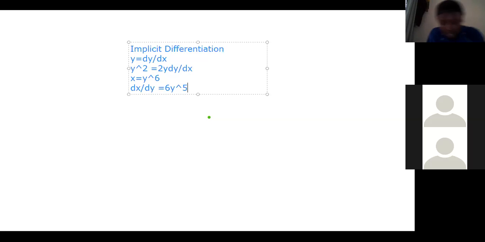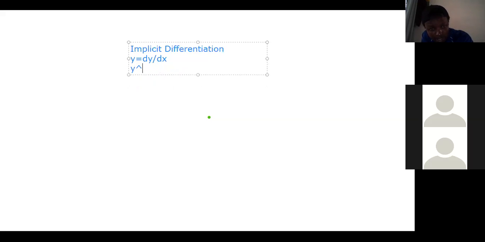Yes, that is the only thing I wanted to explain. That is why normally when we are differentiating with respect to x and there's x in it, we don't add the dy dx. I was just trying to explain it. So differentiating y with respect to x is dy dx. y squared will give us 2y dy dx. I hope you are getting it.